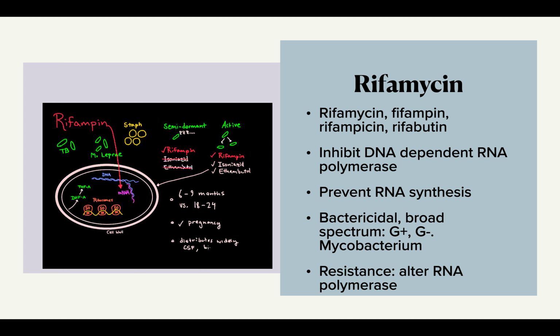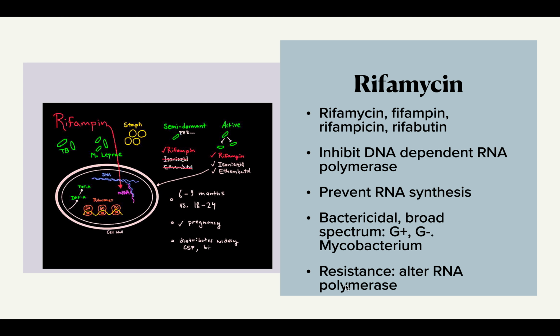Rifampin, or rifamycin, is going to be the main RNA inhibitor. So it is going to have rifamycin, rifampicin, and rifabutin as its derivatives. It inhibits the DNA-dependent RNA polymerase, and by doing that, stops the RNA synthesis. It's pretty good. It's bactericidal, broad spectrum. It works against gram-positive, gram-negative bacteria, along with the Mycobacterium.